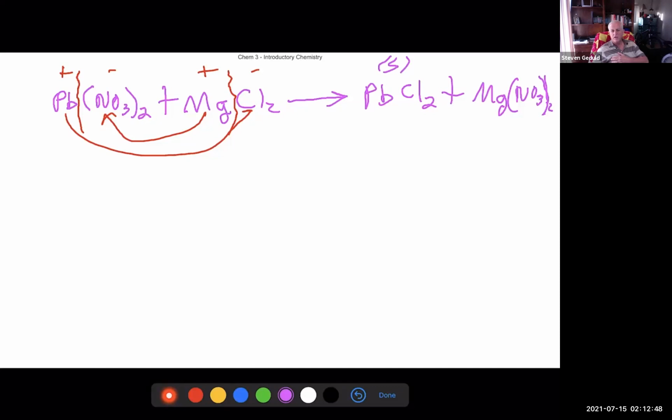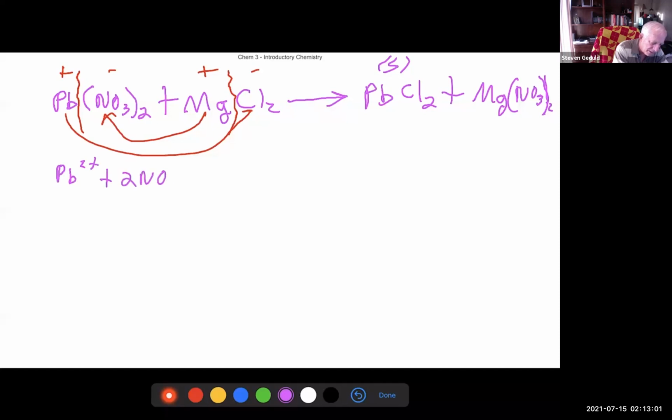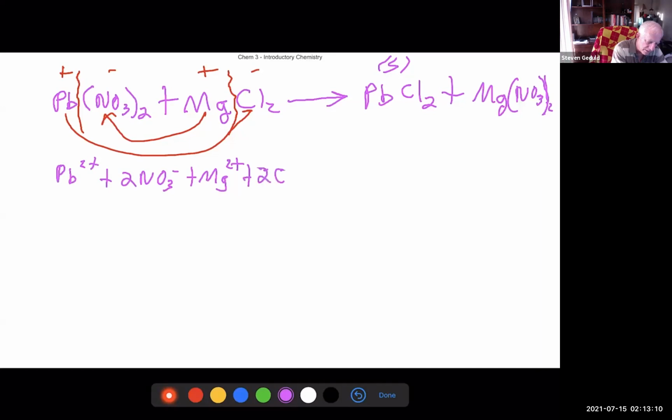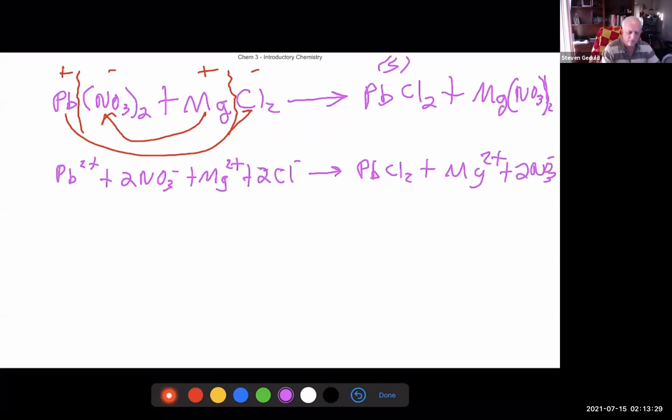Okay, then we're going to make our total ionic equation. So we break everything that's not a solid into ions. So we have lead 2 plus, plus 2 NO3 minus. That one breaks apart. Magnesium chloride goes to Mg2 plus, plus 2 chlorides. Lead chloride is a precipitate on your solubility chart, so it does not break apart. It's a solid. And then magnesium nitrate breaks apart, Mg2 plus plus 2 NO3 minus. There's your total ionic equation.